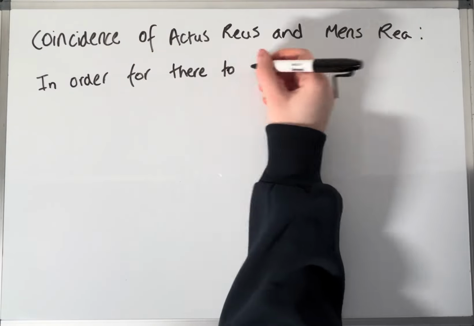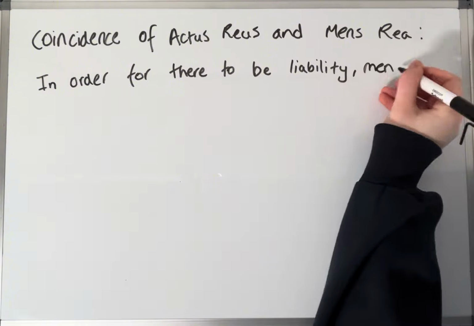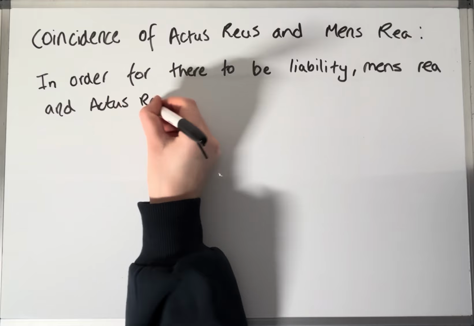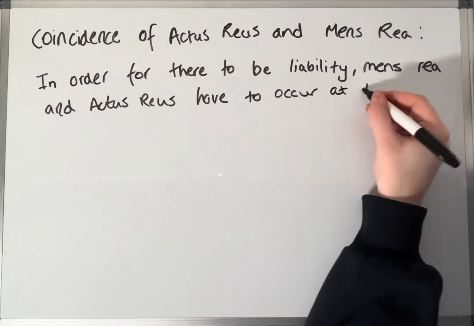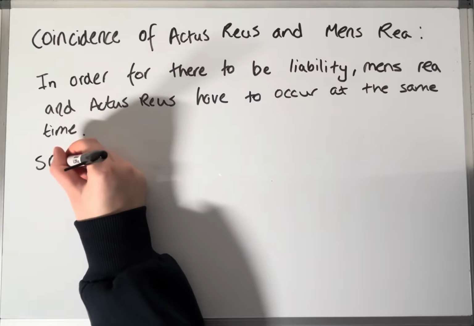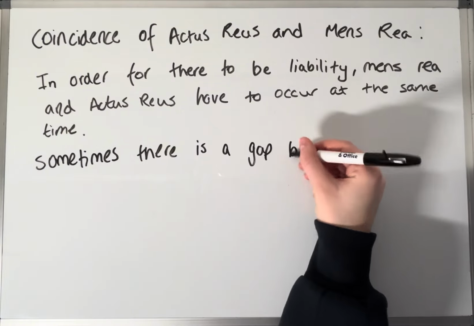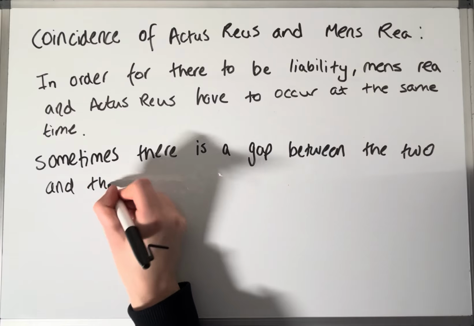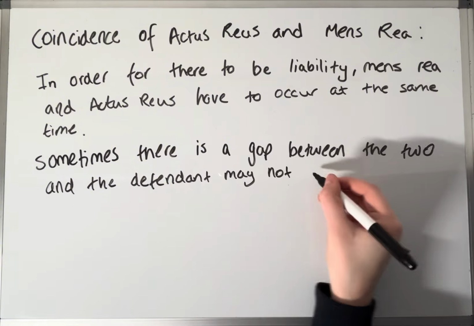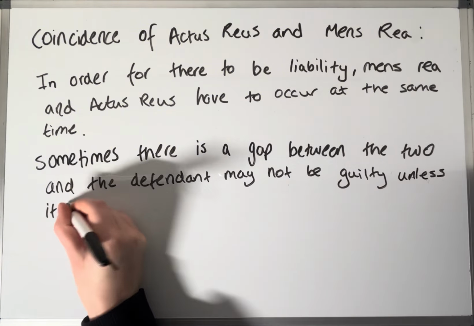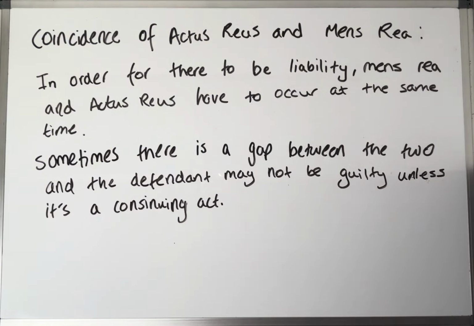Lastly is coincidence of actus reus and mens rea. So in order for there to be liability, mens rea and actus reus have to occur at the same time. In some cases, there is a gap between the two, which may result in the defendant actually not being guilty, but it just depends on if it's a continuing act.